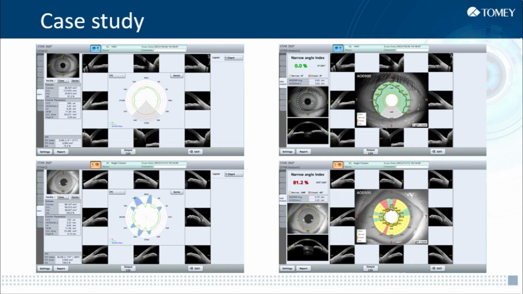And the right side is the STAR analysis screen. You can see that there is a clear difference between normal eyes and narrow angle eyes, same as the left charts. On the other hand, the narrow angle index makes it easier to determine the overall suspicion of narrow angle. And STAR analysis also makes it possible to see that there are many areas where angles are narrow, even where contacts are not observed.